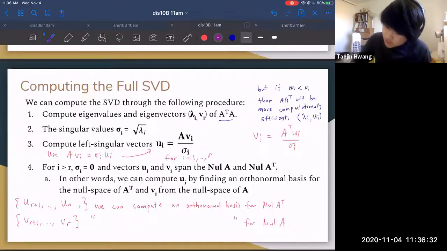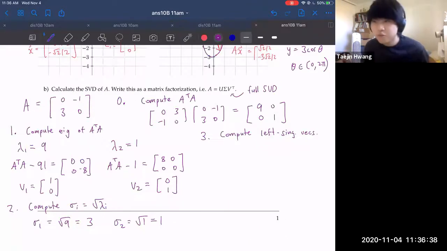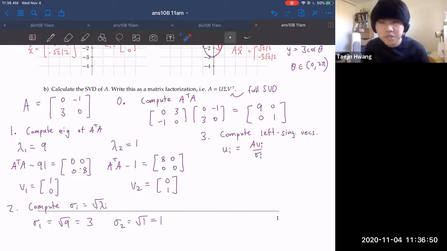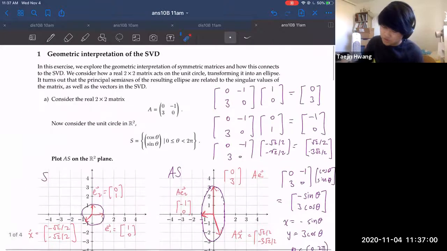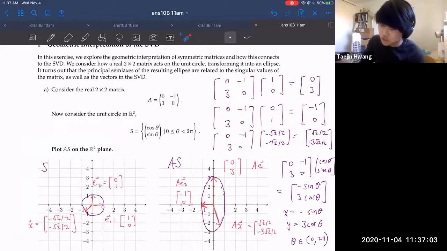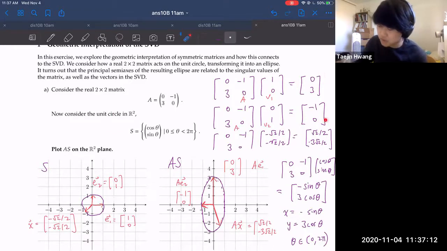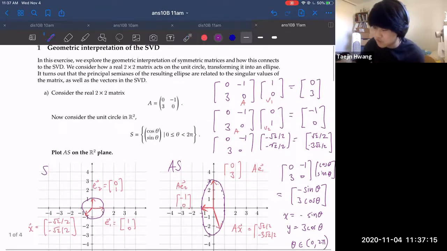And we can recall that A vi is equal to sigma i ui. If I have time, I might show where that formula comes from. Someone asked about it earlier. But we know that ui is equal to A vi over sigma i. And just to save ourselves some time here, you might notice that V1 and V2 are 1, 0, and 0, 1. And earlier, we computed what A V1 and A V2 were. So we did these computations already.